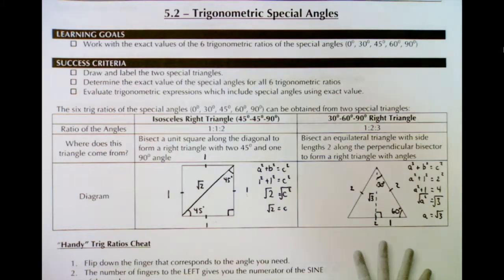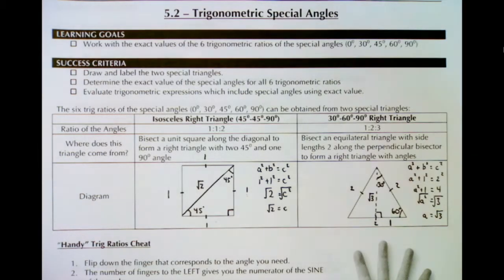So we could use this triangle to find sine, cos, or tan of 30 or 60. If we wanted sine of 30, we would do opposite over hypotenuse and get 1 over 2. If we wanted sine of 60, we would do opposite over hypotenuse and get root 3 over 2. This triangle is very useful because we can get two angles out of it.